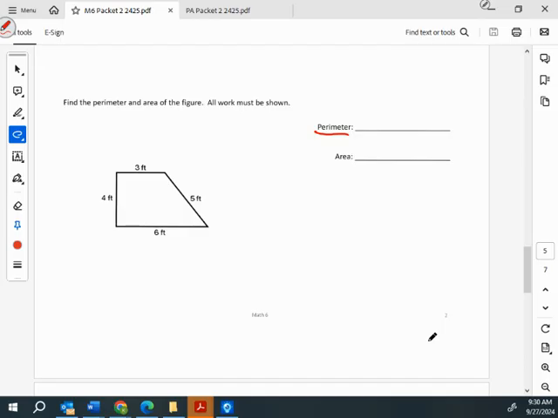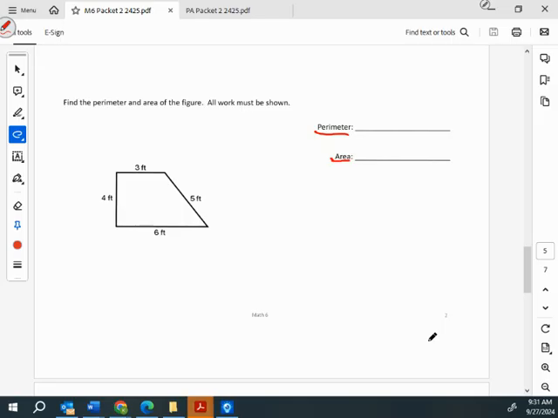Do we have to do anything special to this shape to find the perimeter? No. All the sides are labeled. So you're going to add all the sides. That's the easy part. The area gets a little trickier. Is that a regular shape? No. It's not a square, it's not a rectangle, it's not a triangle. Oh goodness. What should I do when I have a goofy shape?